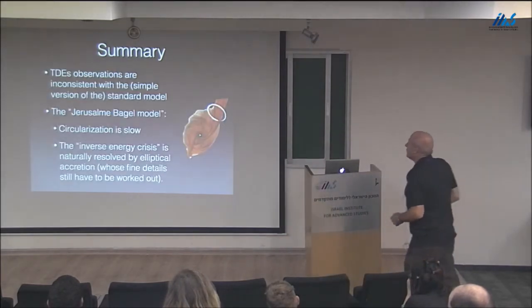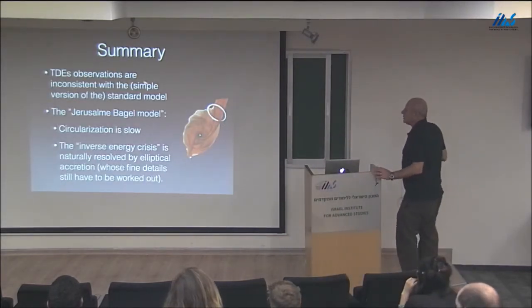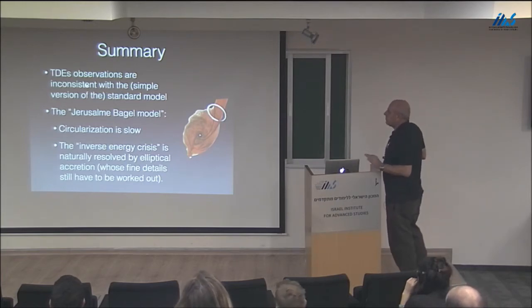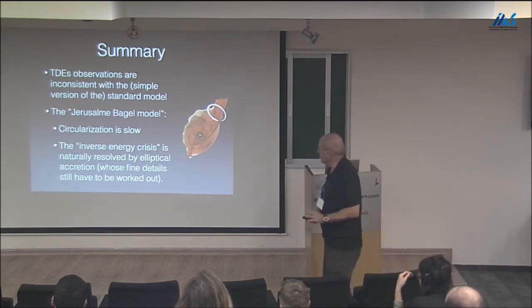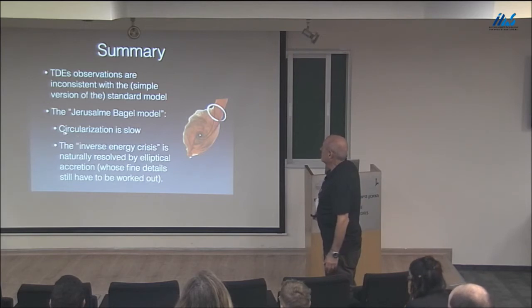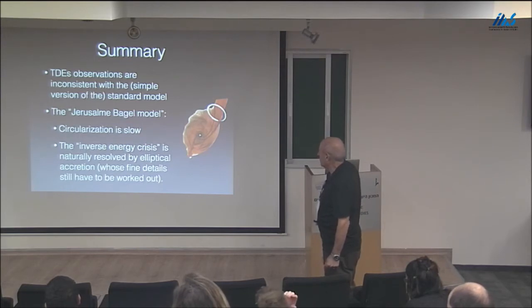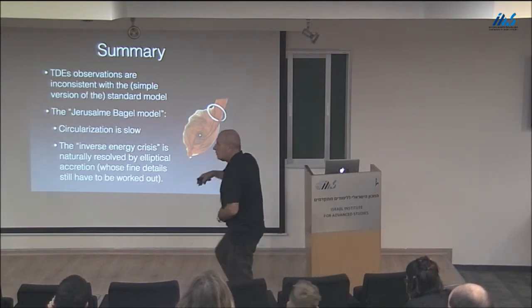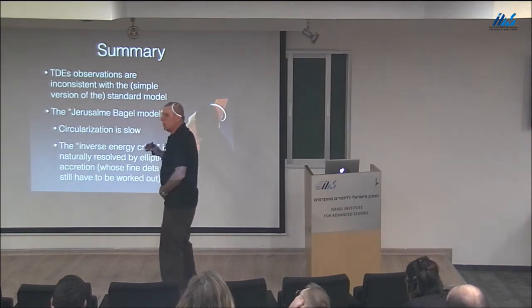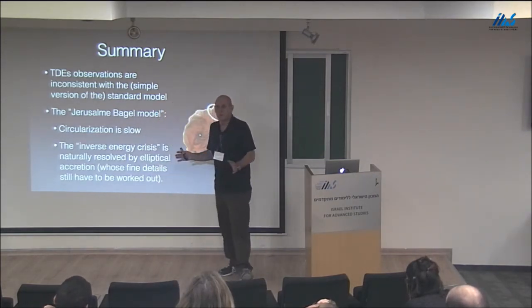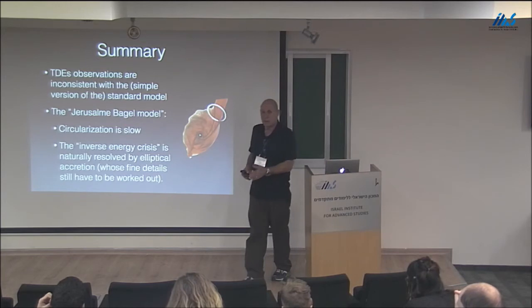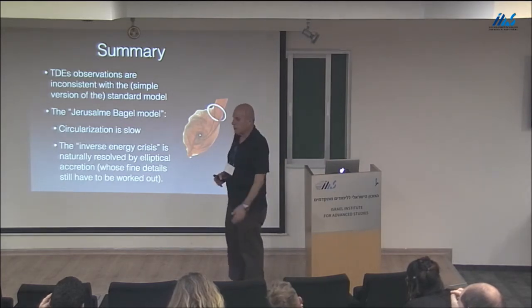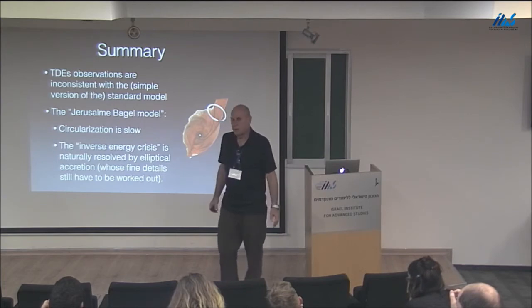And the conclusion is that the TDE observations are inconsistent, at least with the simple version of the standard model. You may have sophisticated versions, maybe, but the simplest version, you have to modify it. This model states that circularization is slow, and the energy crisis is naturally solved by elliptical accretion, in which you simply plunge into the black hole with a lot of energy, without dissipation, without ever converting this energy to thermal energy. Of course, there will be some dissipation, and some of it we'll see in another channel. But this is not the main thing that we see.